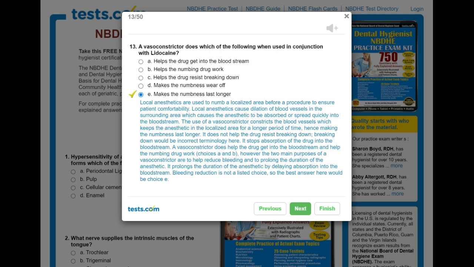It does not help the drug resist breaking down. Breaking down would be incorrect terminology here. It stops absorption of the drug into the bloodstream.